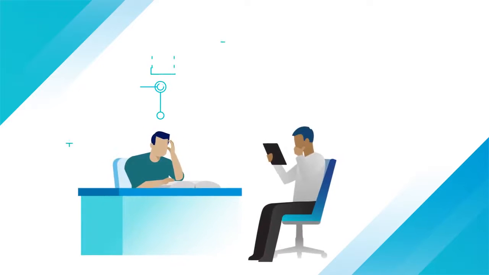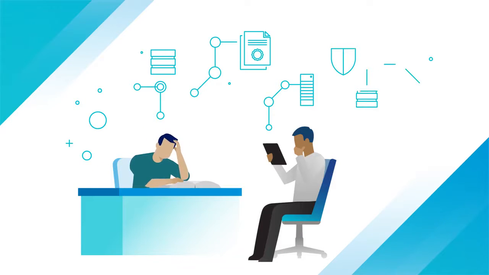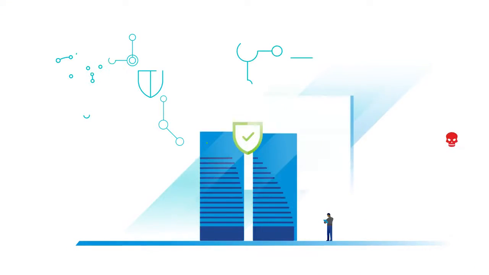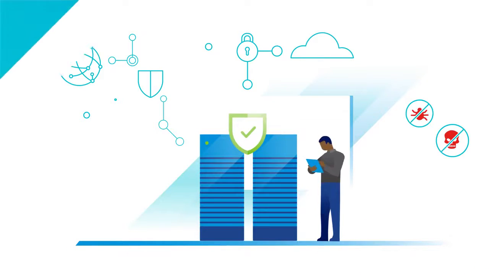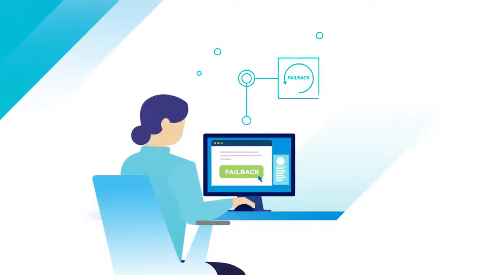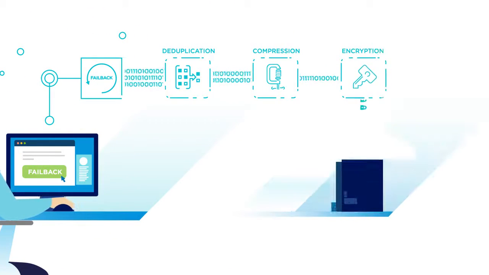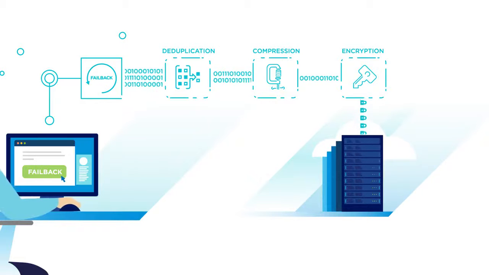The last thing you want to do in the middle of a disaster is learn an entirely new set of cloud management tools. Once the disaster is over, failback is simple too. With a click of a button, deduplicated, changed data is compressed and encrypted, which minimizes egress charges, and is automatically sent back to the production data center.